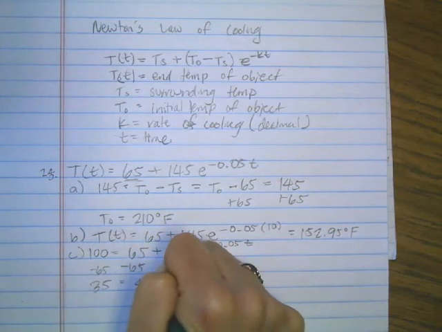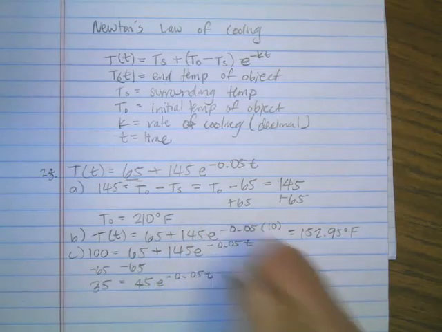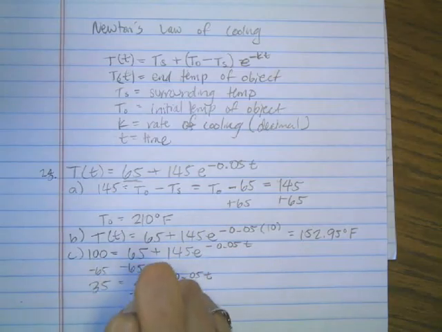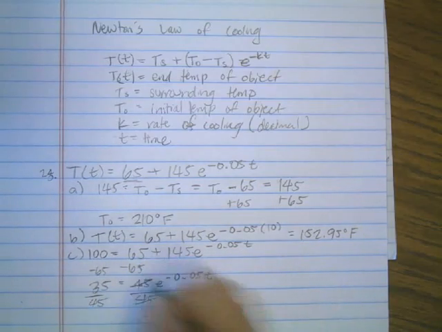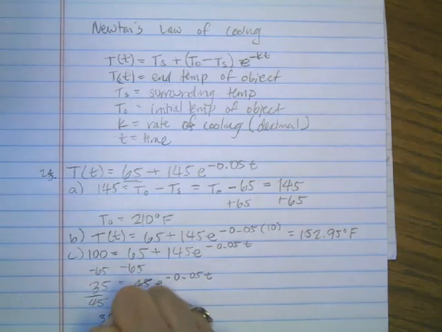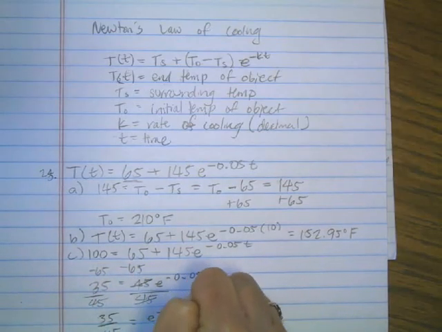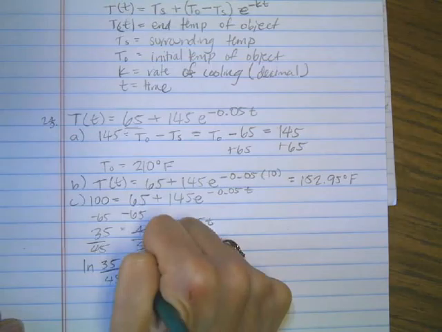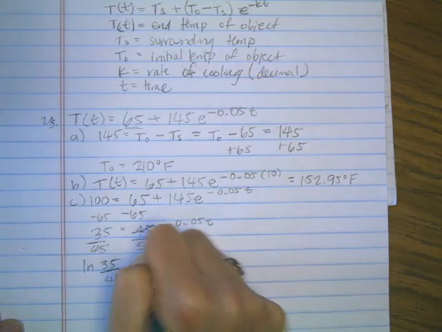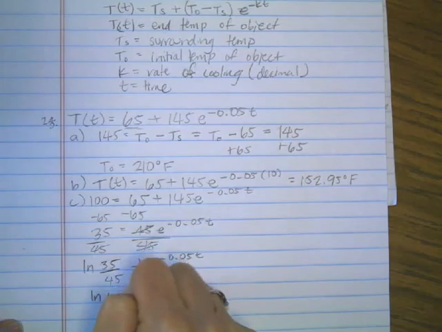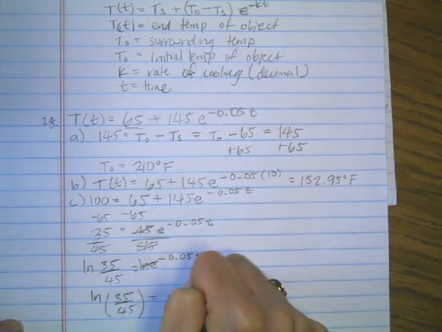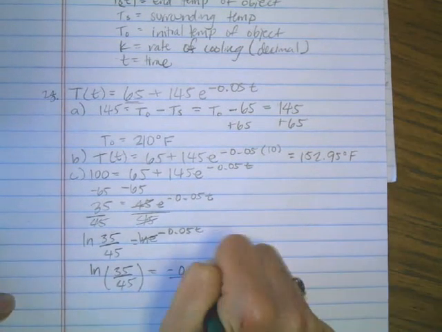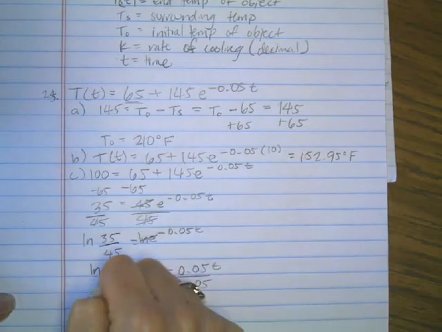35 equals 45 e to the negative 0.05t. And again, we got to get the e to the whatever by itself, so we divide by 45 to get rid of the 45. And then, in this case, we want to take the ln of both sides, because the ln and the e are going to cancel out. We get ln of 35 over 45 equals negative 0.05t. And then to finish it out, we divide by negative 0.05 to get t by itself.